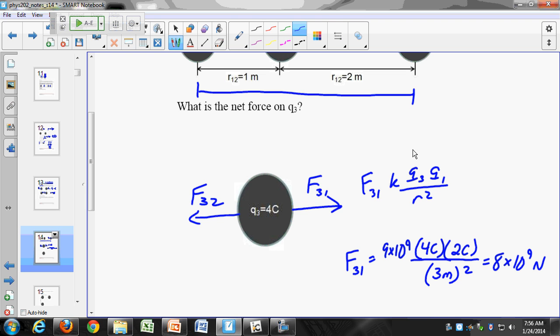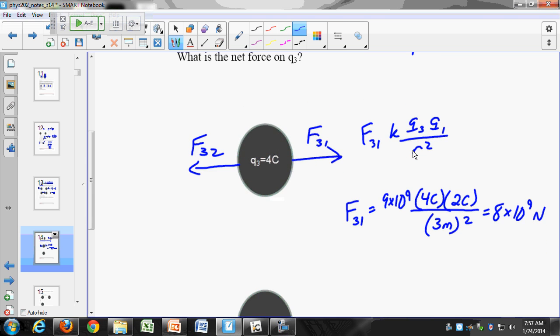I remember I told you these aren't very realistic numbers. Look at this force that came out. It's huge. What about this is not very realistic? The charge. Right, the charges are very large. I was just trying to make the numbers easy. But when you see problems, the charges will be smaller, nanocoulombs usually. All right, so F31 is 8 times 10 to the ninth. And then likewise I can find F32.